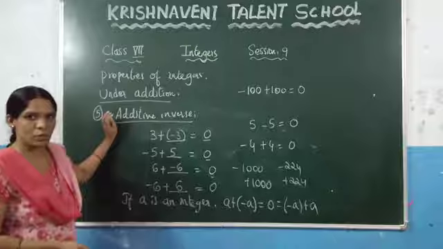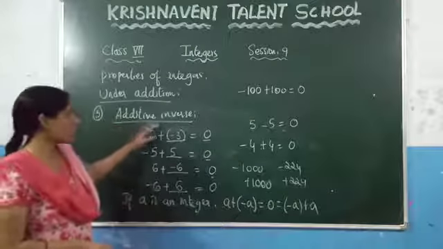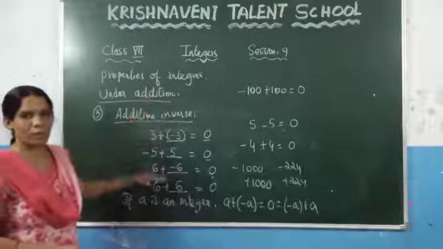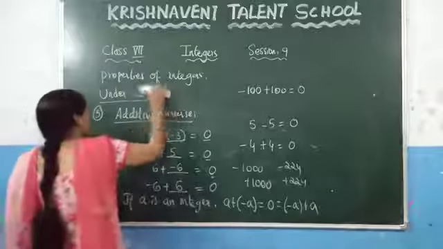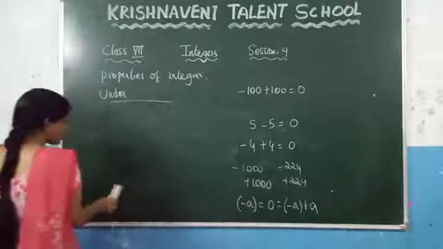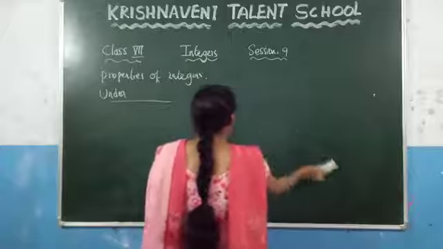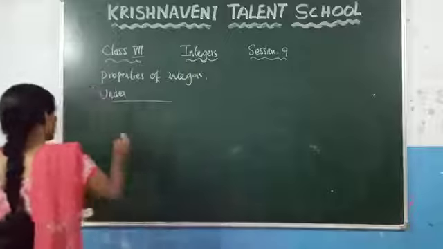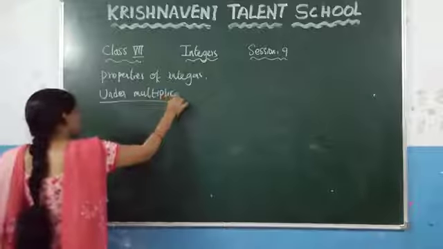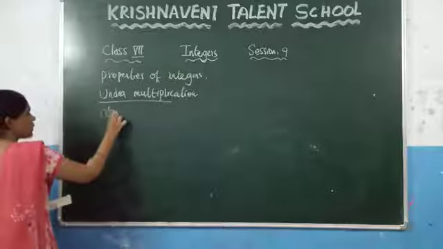What we have discussed: closure property, commutative property, associative property, additive identity and additive inverse. Now we are going to discuss under multiplication. The same properties we are going to discuss. At first we discussed addition. Now we are going to discuss under multiplication. What is our first property? Closure property.